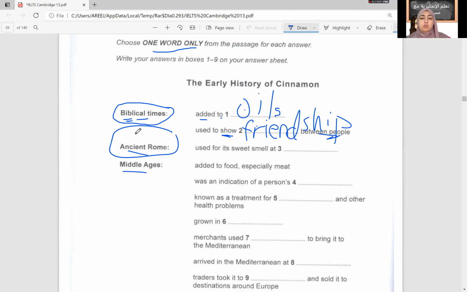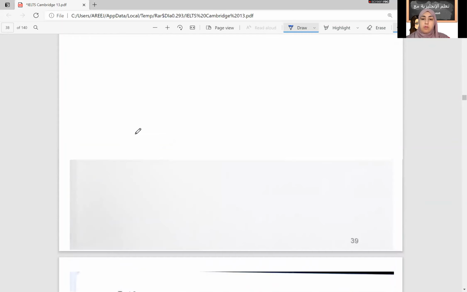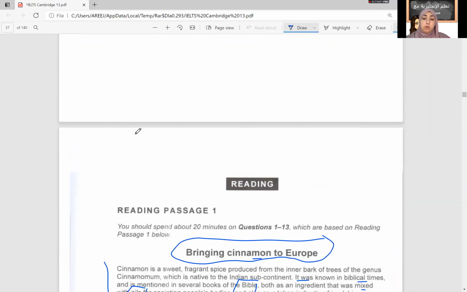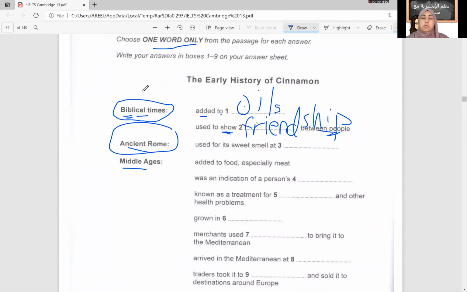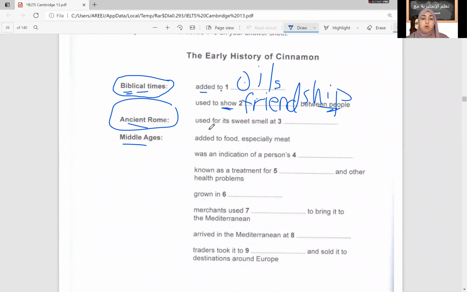Now I go to ancient Rome. Notice the key rule again, as we always say: wherever you stop, I stopped here, right? I wrote the word friendship. So I start looking for the next answer immediately next to the word that I found last. I put my mark here, and then I start looking here. Ancient Rome. Okay, what did we say about ancient Rome? Now, it is normal to keep coming and going between questions. That is totally normal. Ancient Rome, used for its sweet smell at what?